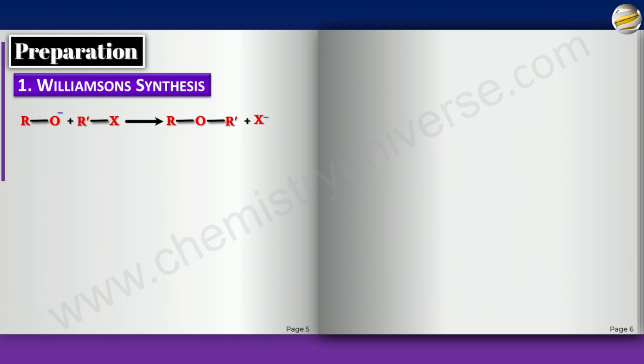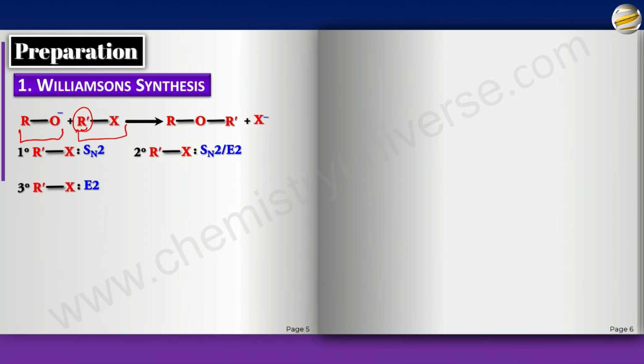Important thing is that if R prime X is primary, you only have SN2. But if it is secondary, you will have both SN2 and E2, which means the product yield will be less. And if it is tertiary, you will definitely get E2 because the base is strong. So it is always important to understand that if you were ever asked that a particular ether has to be formed from Williamson synthesis, which one do I choose as alkoxide and which one do I choose as the alkyl halide? Always make sure that this one is that part which can show SN2 much better.